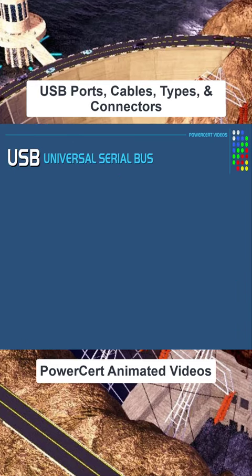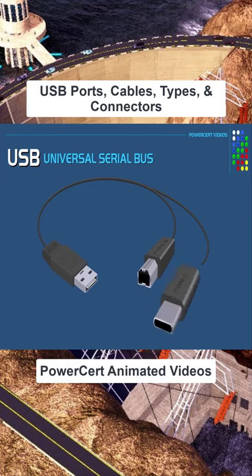Now, in addition to the different speeds of USB, there are also different types of USB cables, connectors, and ports that it uses. USB cables will typically have two different connectors, one on each end of the cable. They will have either Type A, Type B, or Type C, with the Type A connector on one end and B and C type connectors on the other end.